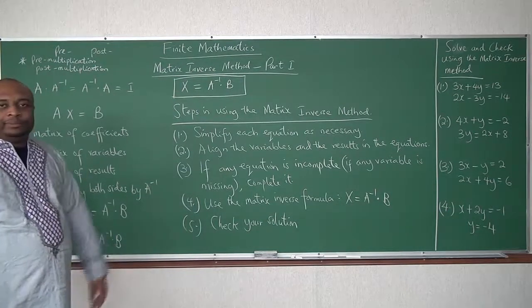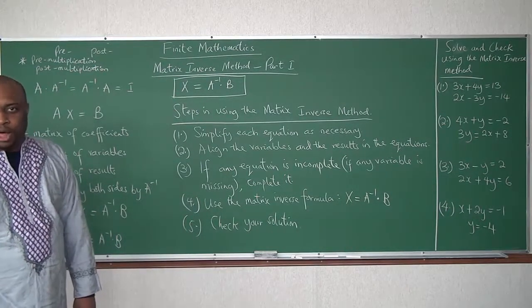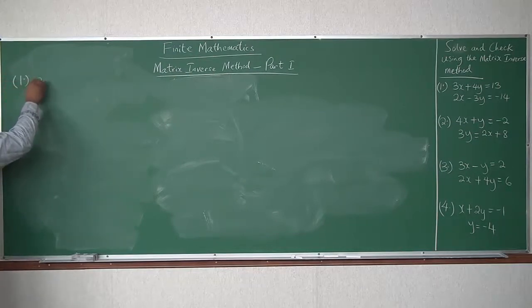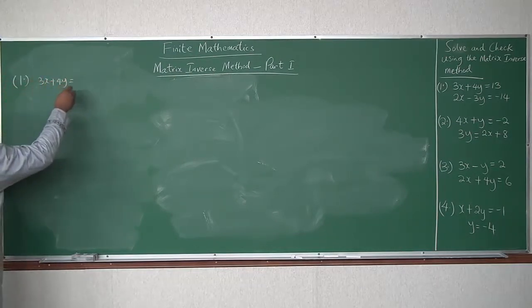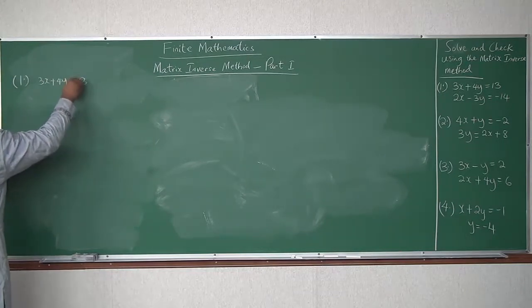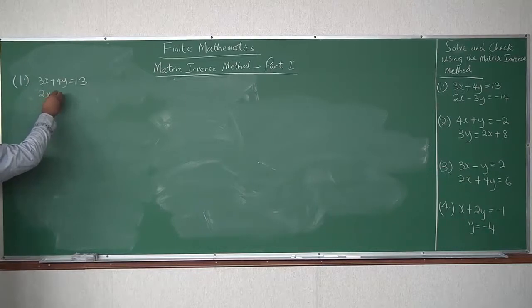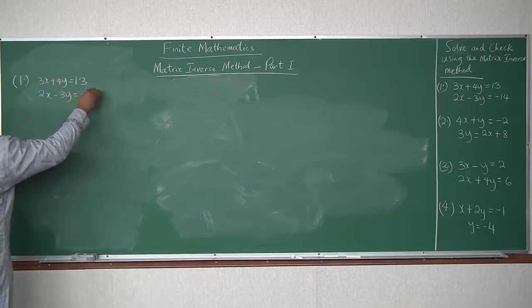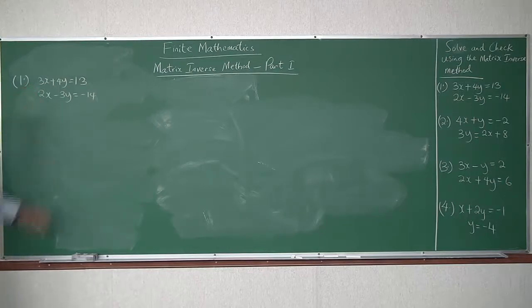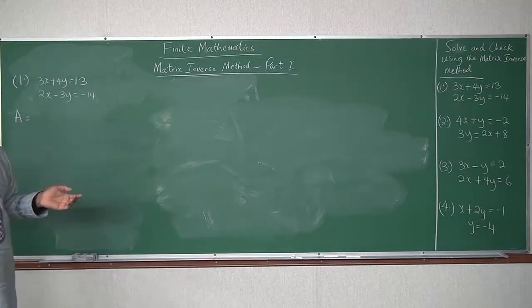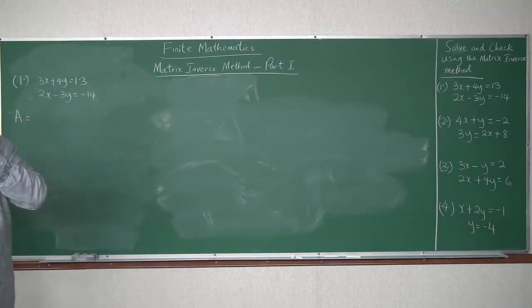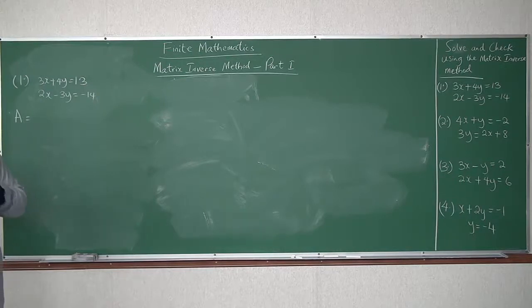All right, folks. We've talked English. Let's do some math. Question one. 3x plus 4y equal to 13, and 2x minus 3y equal to negative 14. This is equation 1, this is equation 2. Can we simplify 3, 4, 13? No, there are no common factors. 2, negative 3, negative 14, they don't have a common factor either. So step 1 is gone.